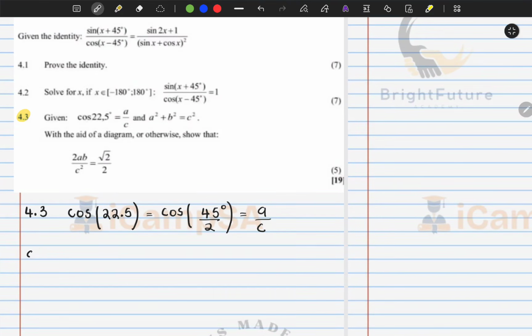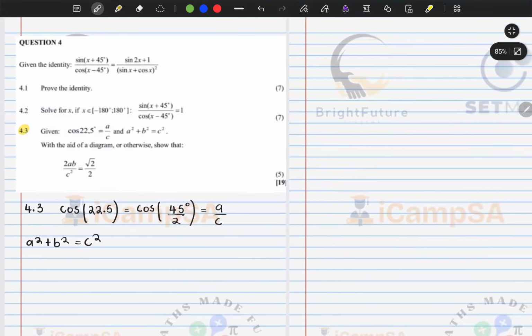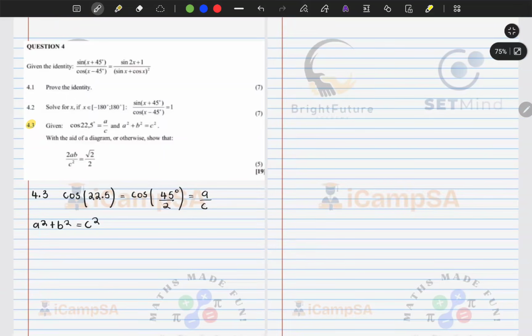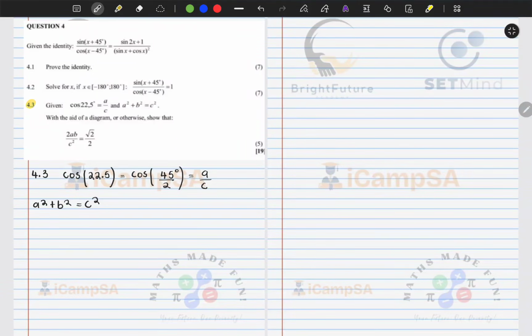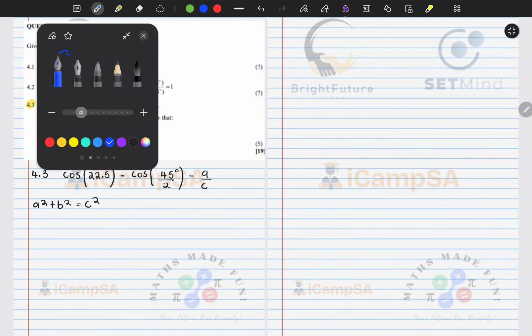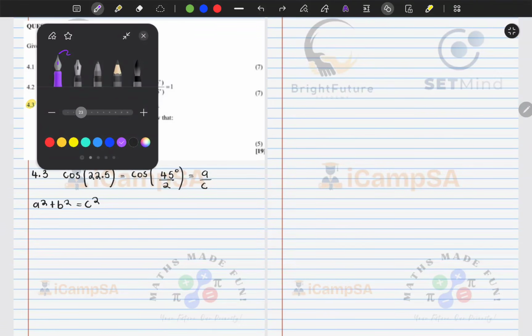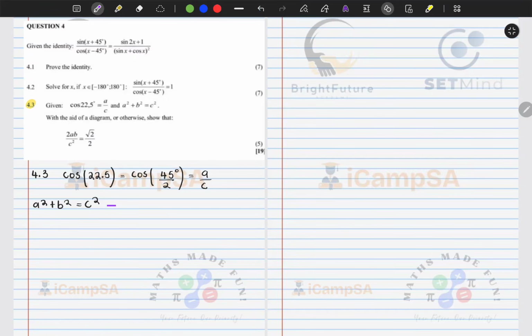And then what else we are told is that A squared plus B squared equals C squared. And then we are told with the aid of the diagram, or otherwise, we should show what is happening below here. So let's go and have our diagram first. So, well, maybe the first thing that we need to note is that what we have here looks like our Pythagoras.